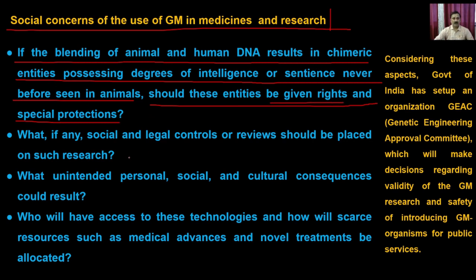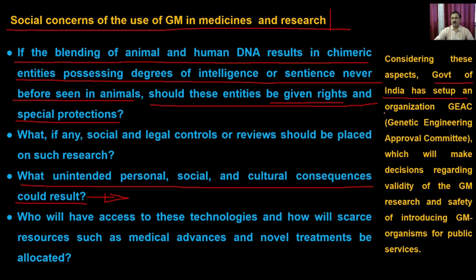Then you have the unintended personal, social, and cultural consequences which could result from this type of activity. And because there are social concerns, the government of India has set up an organization called GEAC, the Genetic Engineering Approval Committee. This GEAC is a committee which makes decisions on whether a particular type of GM research or GM product is good for public service or not.